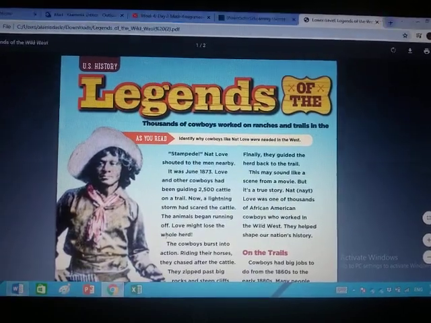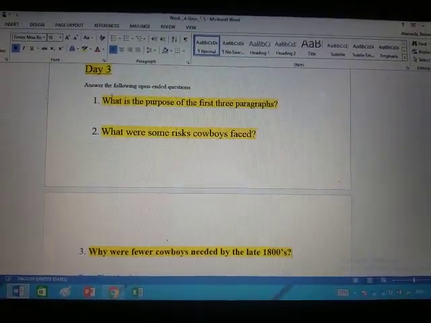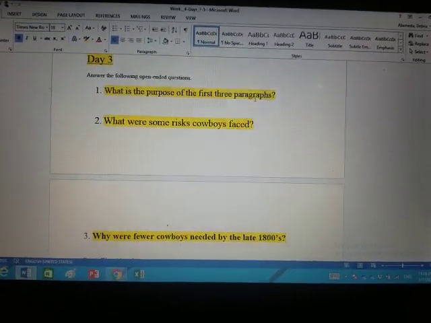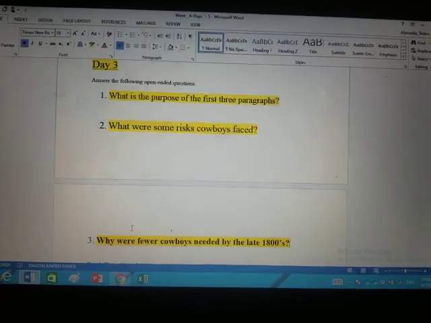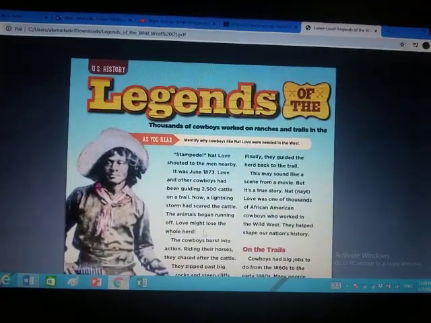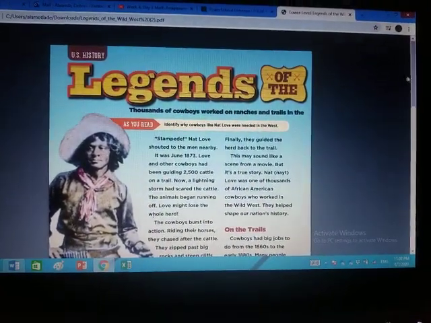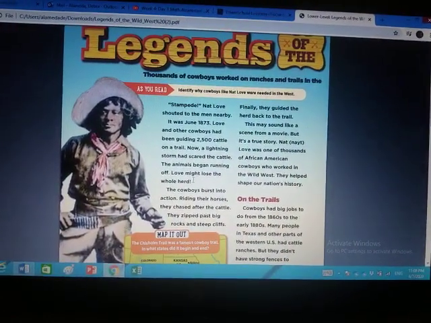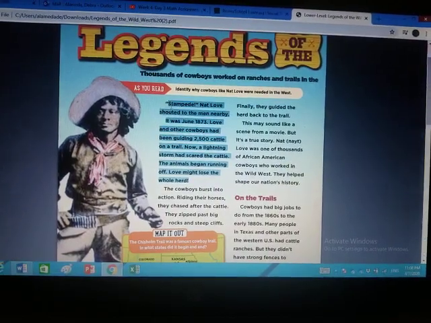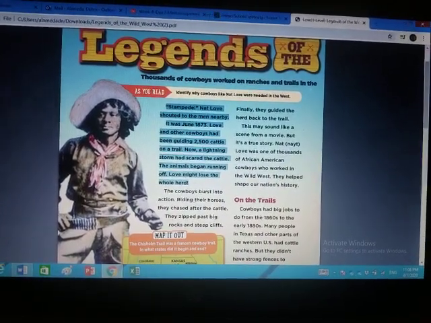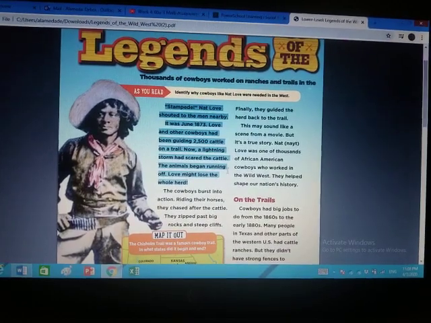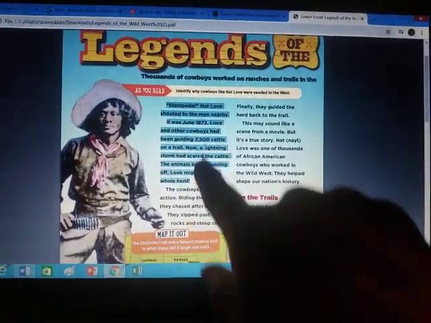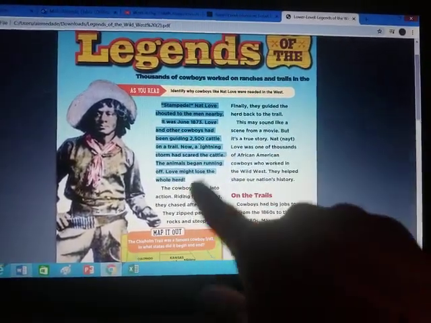questions. So the first question says, what is the purpose of the first 3 paragraphs? Purpose means what is the reason for the first 3 paragraphs? Why did they write what they wrote in the first 3 paragraphs? So let's look at the story. This is paragraph 1. Okay, paragraph 2, and then paragraph 3. So all of this area right over here. So I'm going to show you my hand right here and right here. Those are the first 3 paragraphs.